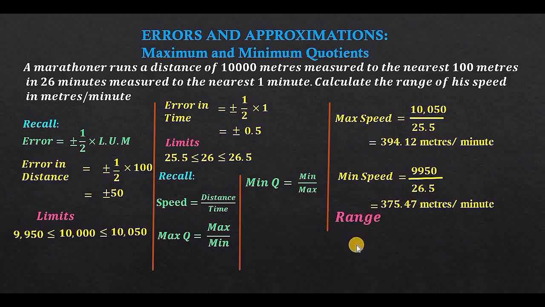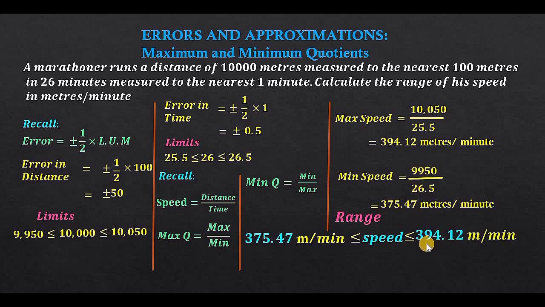Now, given the maximum speed and minimum speed, we can now determine the range. Now, the speed ranges between, now the minimum speed is 375.47 meters per minute, and then the maximum speed we have 394.12 meters per minute. And this is the range of speed just as required in the question.